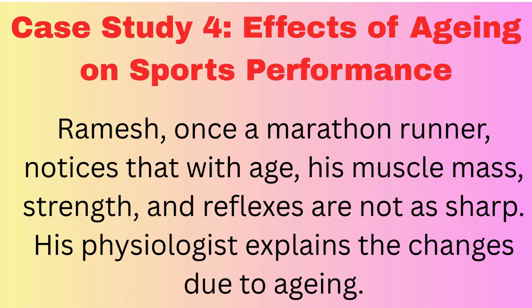Case Study 4: Effects of Aging on Sports Performance. Ramesh, once a marathon runner, notices that with age, his muscle mass, strength, and reflexes are not as sharp. His physiologist explains the changes due to aging.